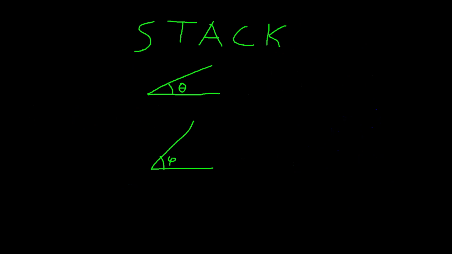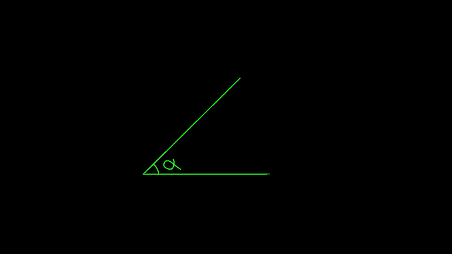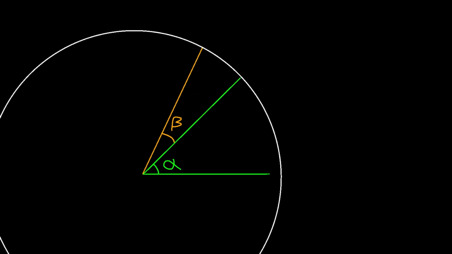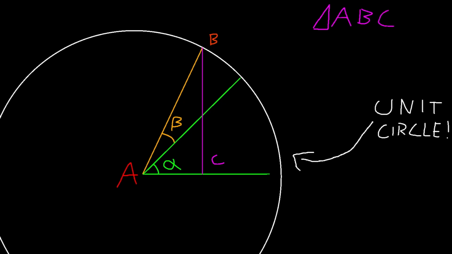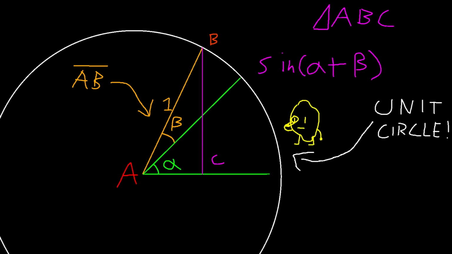Firstly, let's visualize what stacking two angles looks like. Let's draw angle alpha and put beta on top of it, labeling the origin A, the point on the circle where it intersects, as B, and dropping down from that point to reach point C on the x-axis. We now have a right triangle ABC. Since we're back on the unit circle, this length is now 1, and now sine of alpha plus beta, which is what we're looking for, is now this line.